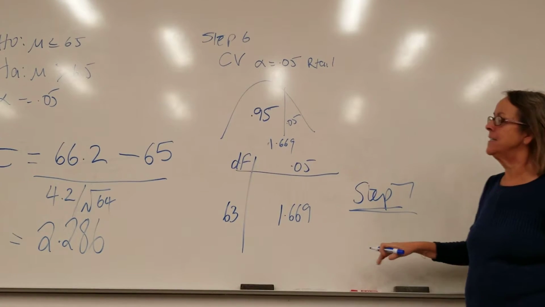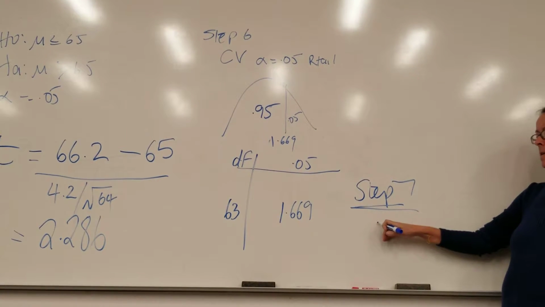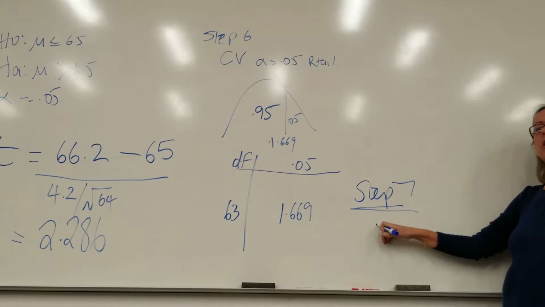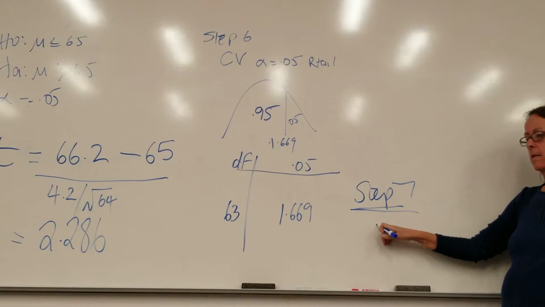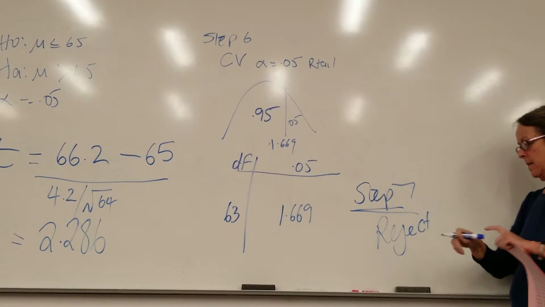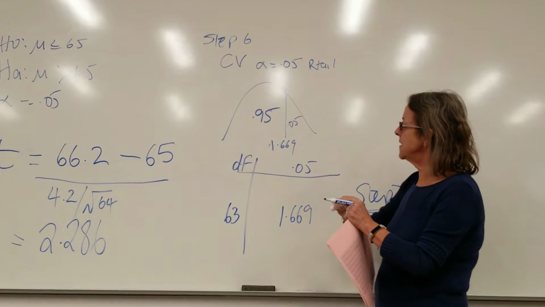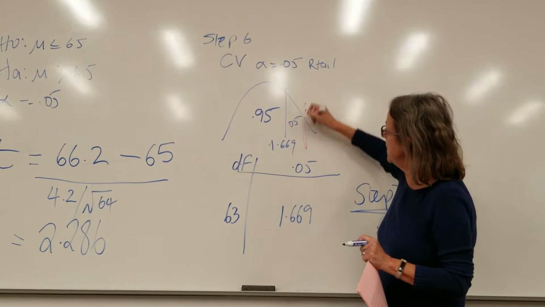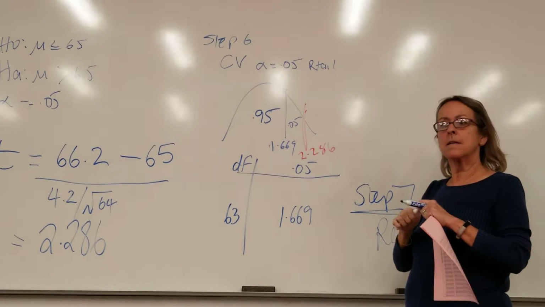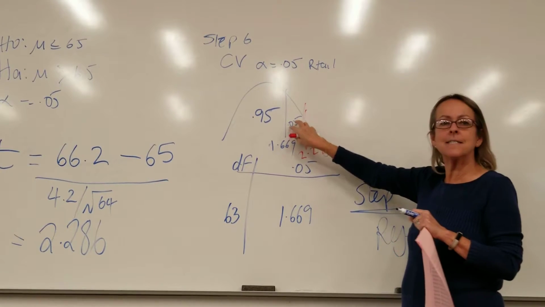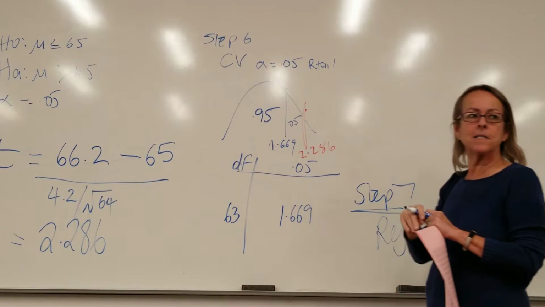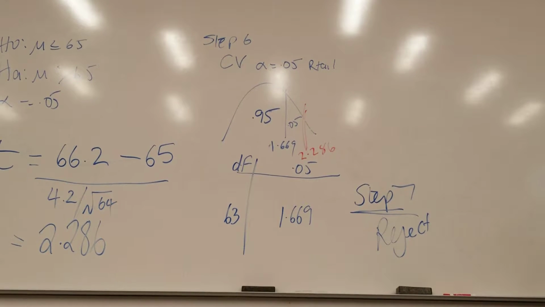All right, so what is my decision? Reject or not reject? Right, why? Because my test statistic is over here at 2.286, isn't it? The little end is the rejection region, not this big part. The little end is the rejection region.